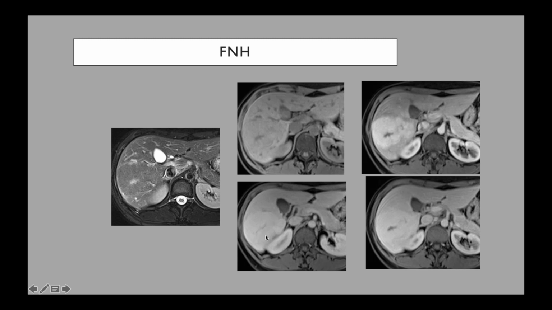And this is the later phase. You can see that scar is starting to enhance. You won't get the delayed phase scar enhancement if you give Primavist. And that's because these lesions become so bright because they take up the contrast and then struggle to get rid of it, that the scar always looks relatively dark.